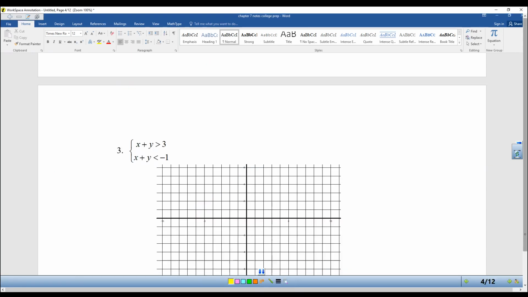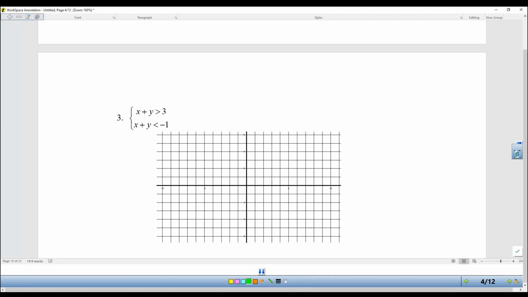Cruising along, let's do number 3. Number 3 is 2 lines. The first one is y is equal to negative x plus 3, which is up 3, and then it has a negative slope. Now, because this is just a greater than sign and not greater than or equal to, I need to make a dashed line. So let me go ahead and make that dashed.